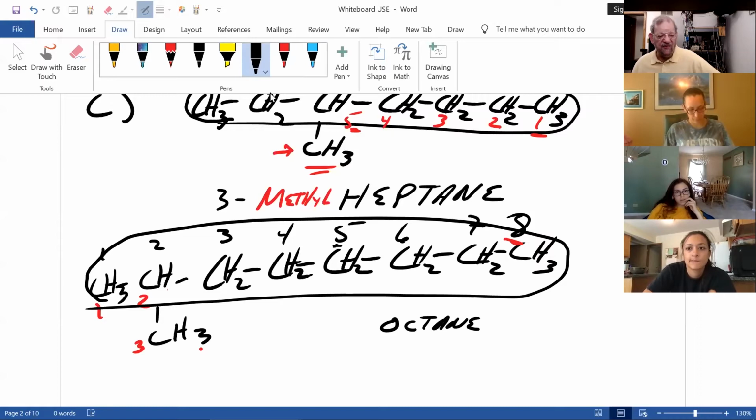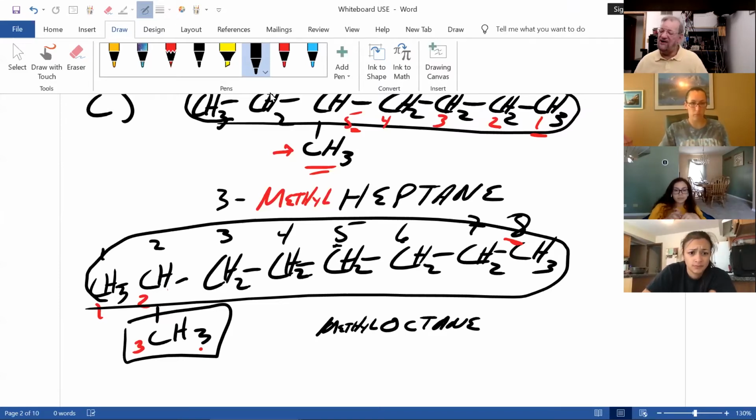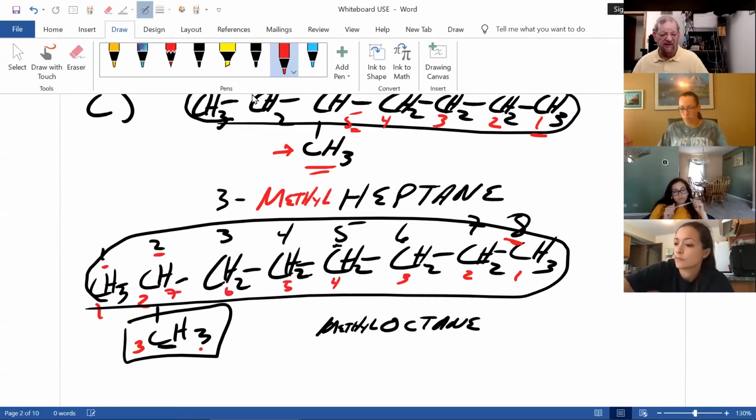Now, we have something left over. It's an alkyl group, 1 carbon. 1 carbon is methyl. Ooh, that just fit. And now, are we done? No, you have to say what carbon the methyl group is on. And if we start from this end, it's on carbon 2. If we start on this end, 1, 2, 3, 4, 5, 6, 7.